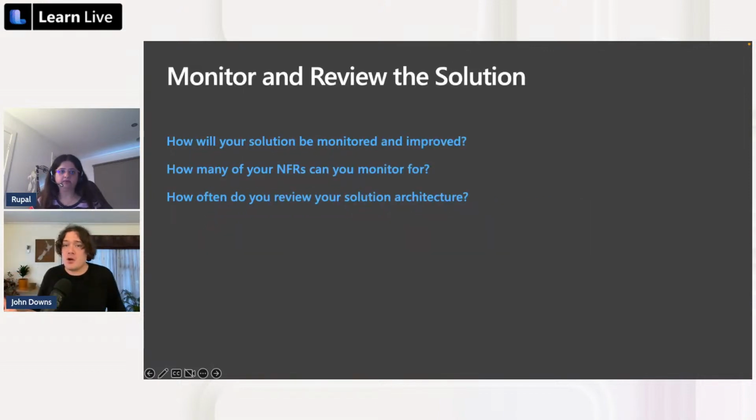And you need to think about monitoring and improving your system. Throughout today's session, we've spoken about all sorts of different requirements across the 5 pillars. And many of these can be monitored and reviewed. So think about how you will actually do that so that you know whether you're meeting all of those requirements we've spoken about. And think about using the WAF while you operate your solution, right?